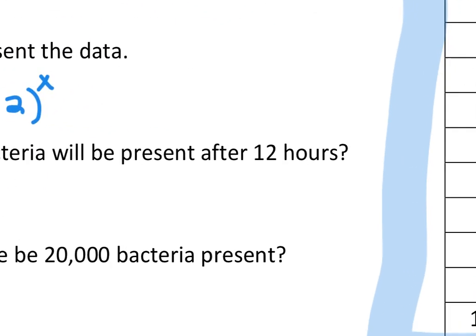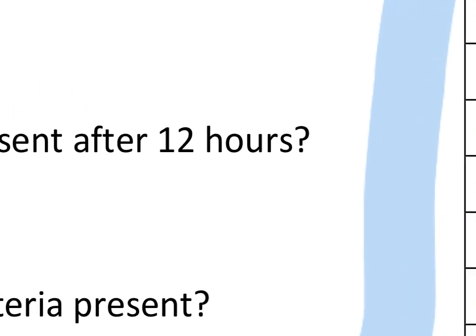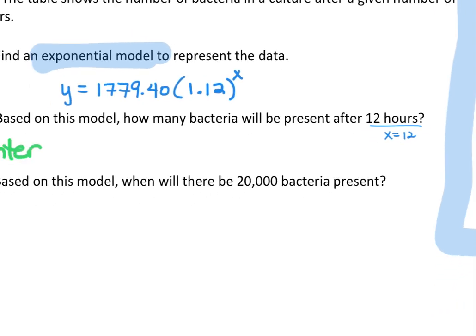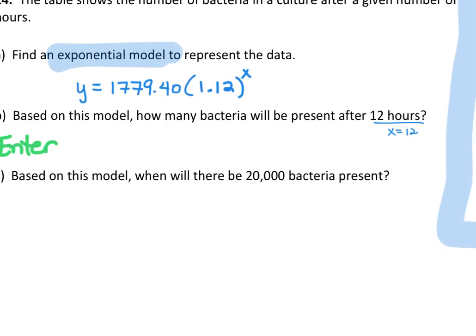And the next question asks, based on this model, how many bacteria are going to be present after 12 hours? And ask yourself, is 12 an x value or a y value? And it's an x value, so here x equals 12. So you do second trace. Well, you want to look at the graph again first and see that the graph has the line and the scatter graph. And remember that it won't compute any values for your x and y values if you can't see both the scatter graph and the regression line.